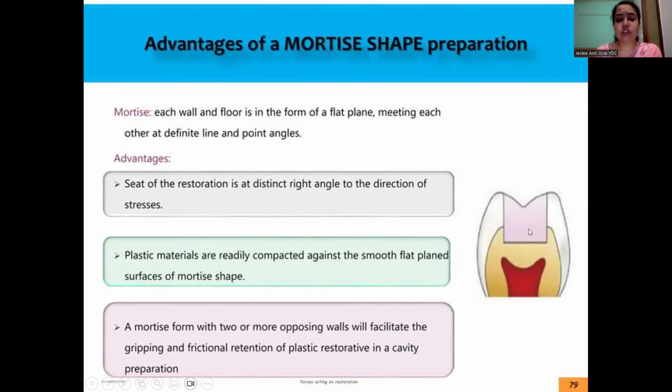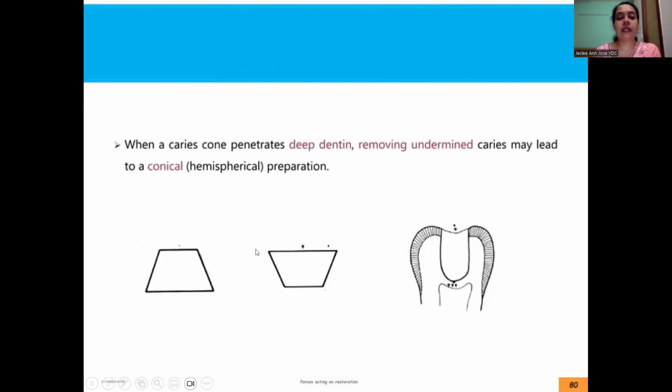Also, a mortise formed with two or more opposing walls facilitates the gripping and frictional retention of the plastic restorative material in a cavity preparation. So, in this case, when a caries cone penetrates deep into the dentin, removing the undermined caries may lead to a conical or hemispherical preparation. This will result in a very thin remaining dentin thickness, and that will further increase the stress concentration.